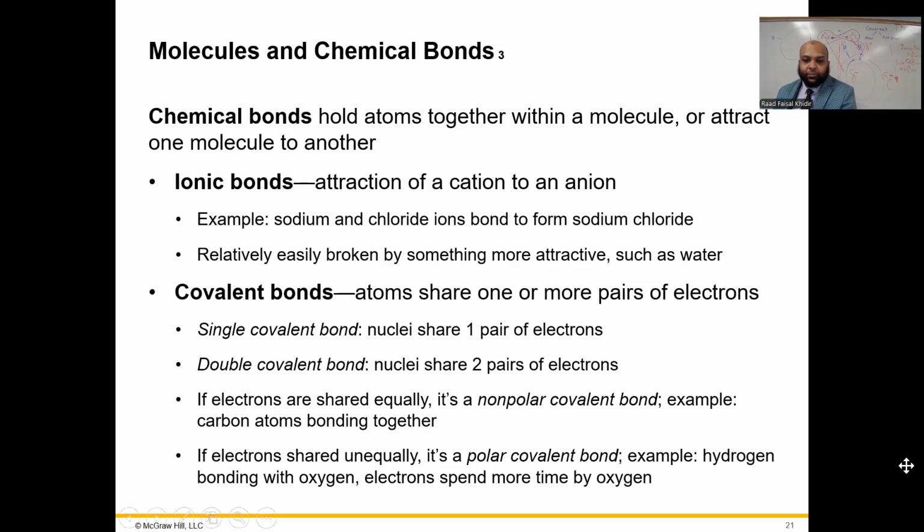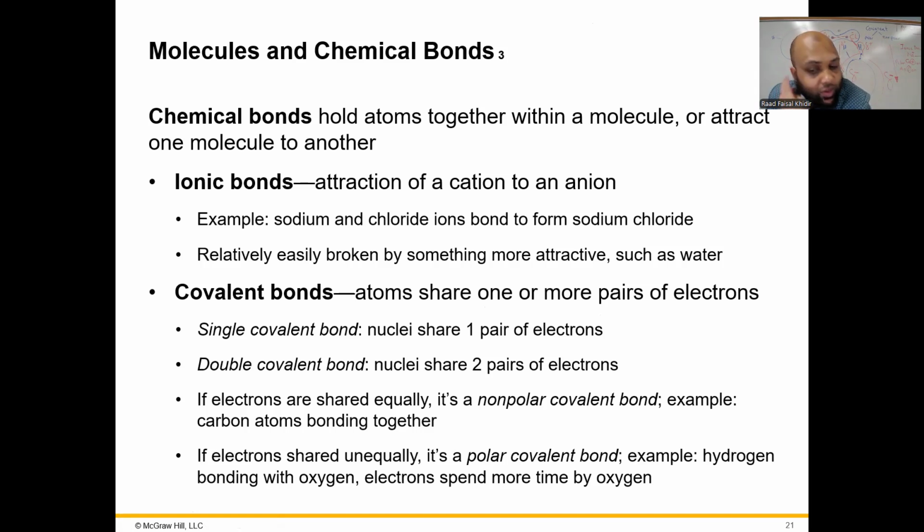Covalent bonds. Covalent bonds are atoms that share one or more pairs of electrons. So there's a single covalent bond where you have nuclei that share one pair of electrons, and a double covalent bond where nuclei share 2 pairs of electrons. Sometimes you have a triple covalent bond, and that is when nuclei share 3 pairs now, not 2, 3 pairs.